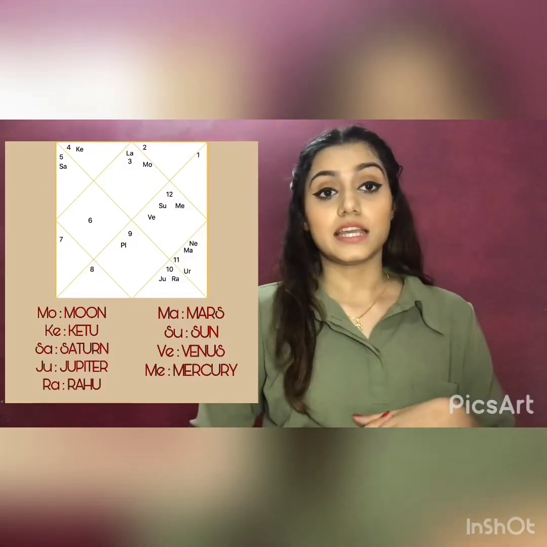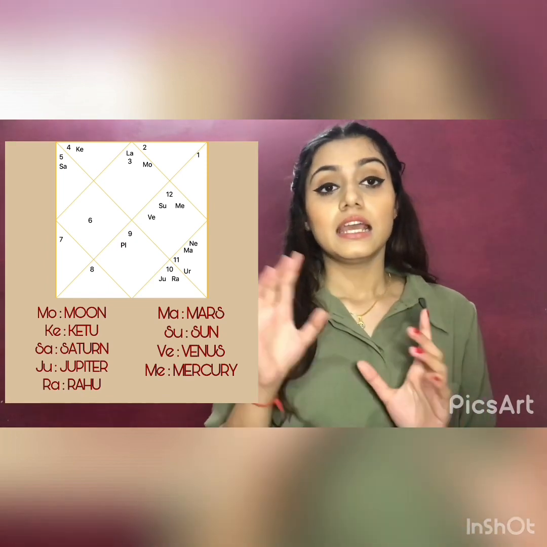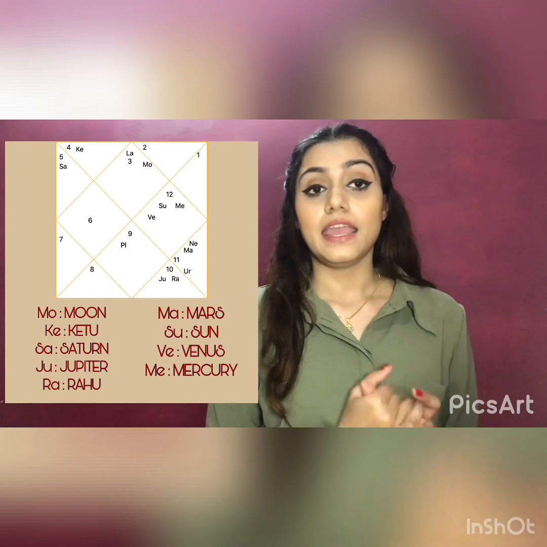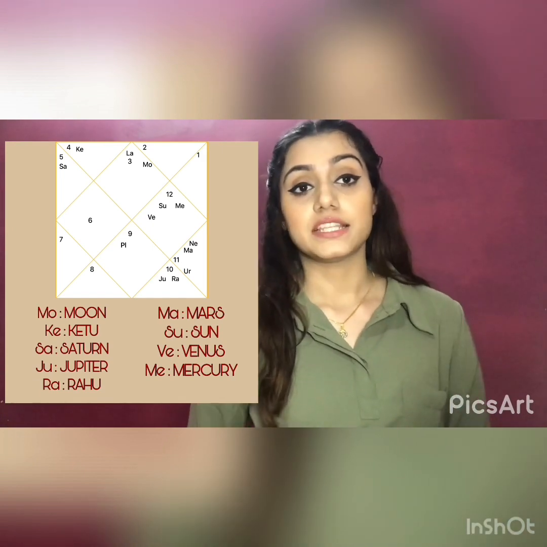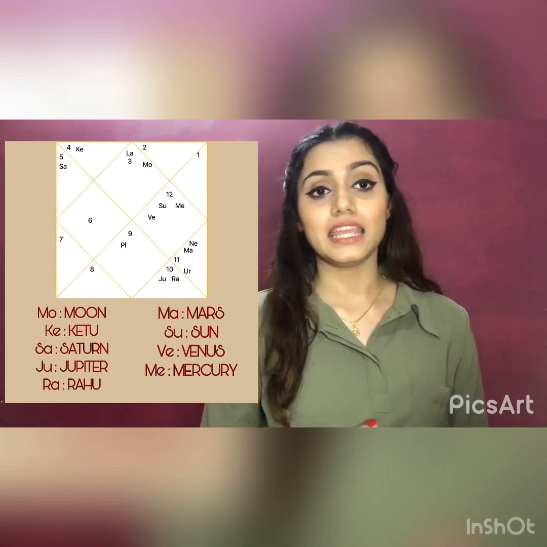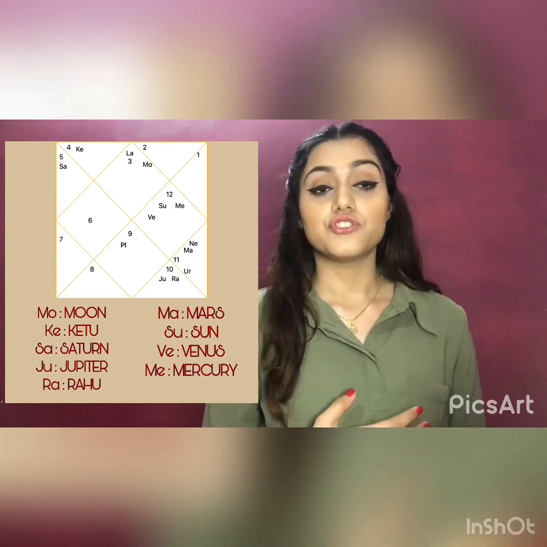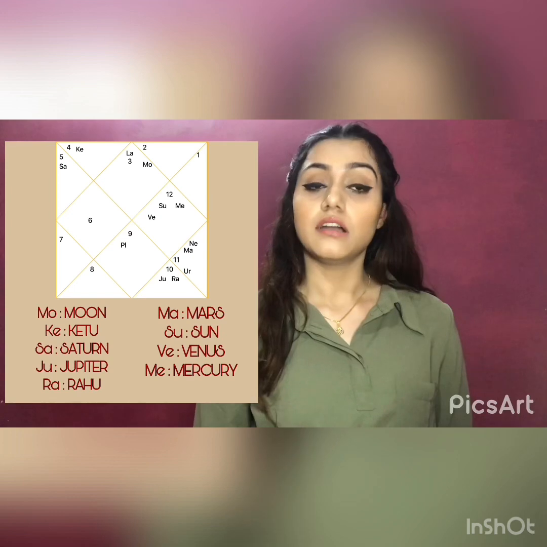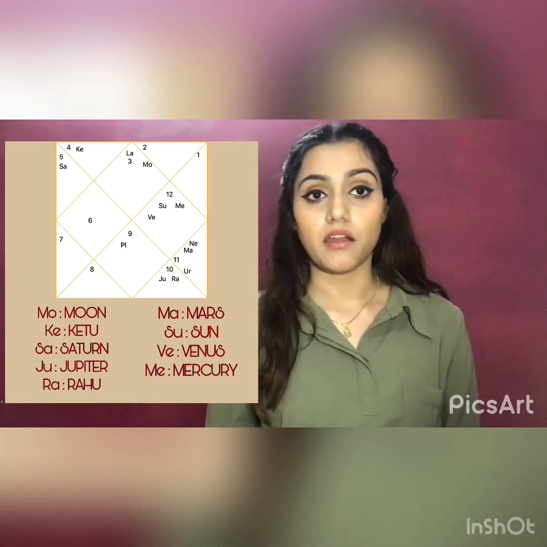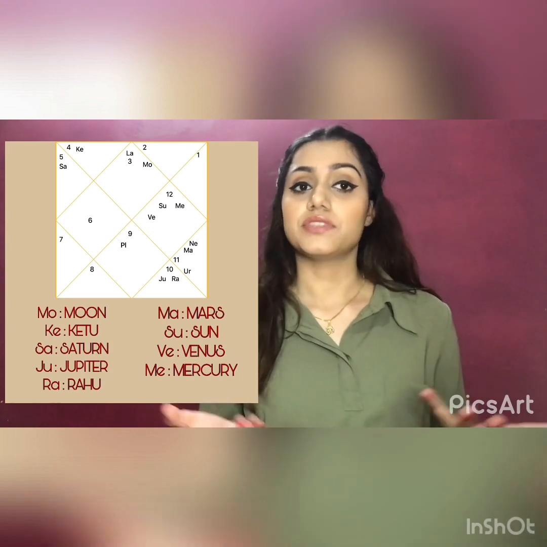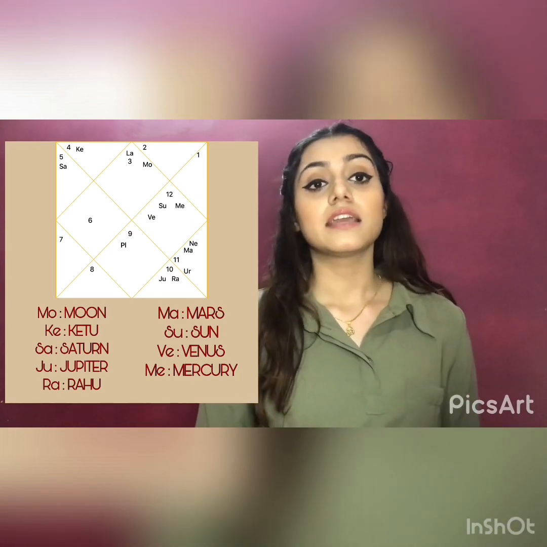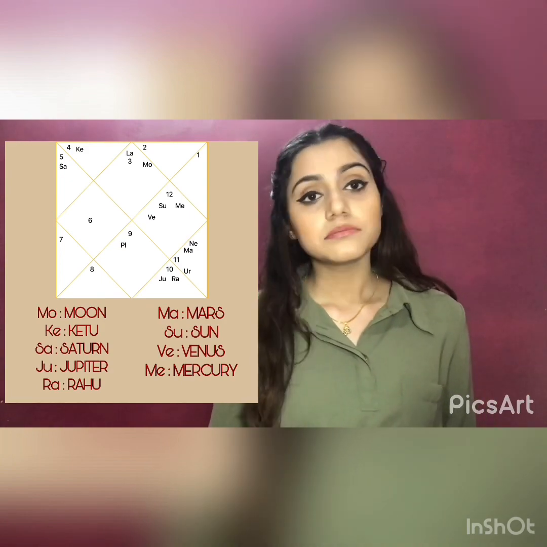So now we'll dive into planets. This is a random chart of a Gemini ascendant. Here MO represents Moon, SA represents Saturn, KE represents Ketu, JU represents Jupiter, RA represents Rahu, MA represents Mars, SU represents Sun, VE represents Venus, and ME represents Mercury.